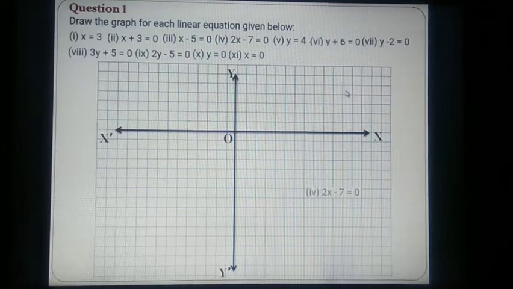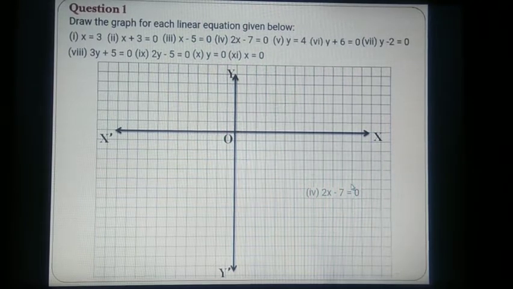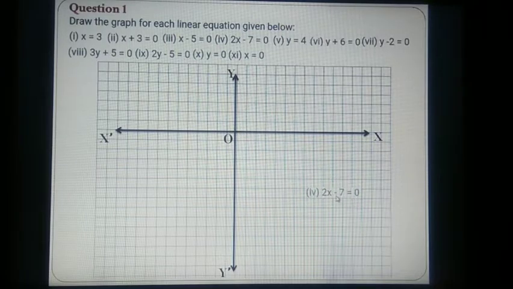Now we'll see the graph of this particular equation, 2x minus 7 equals 0. If you find the value of x from here, you take 7 to the other side and 2 to the denominator, so it will be 7 by 2, which is nothing but 3.5. So x equals 3.5. Again it is the same kind of problem. x equals 3.5, so let us check where my 3.5 is.